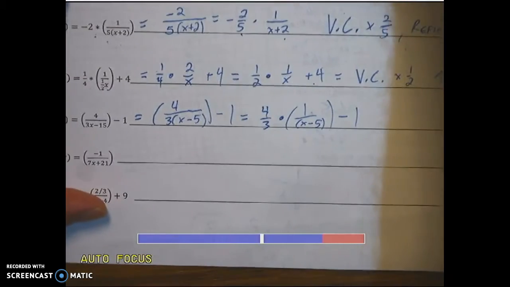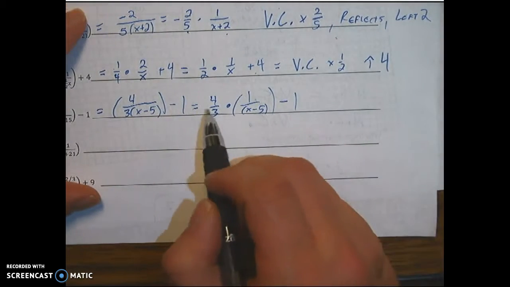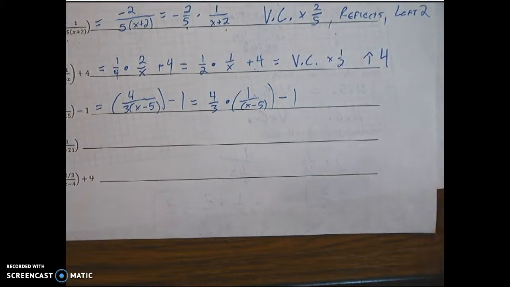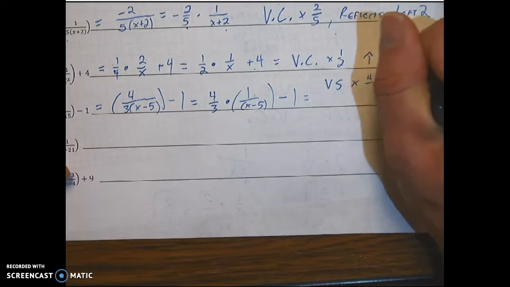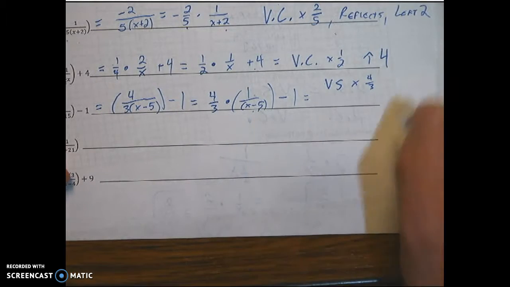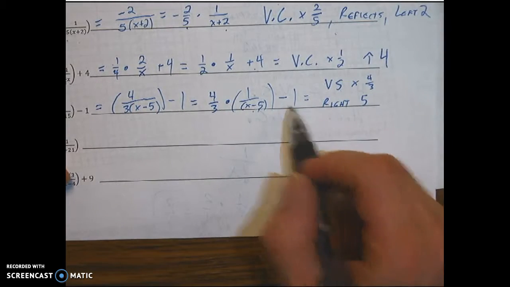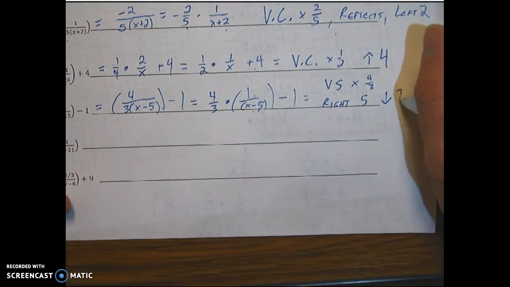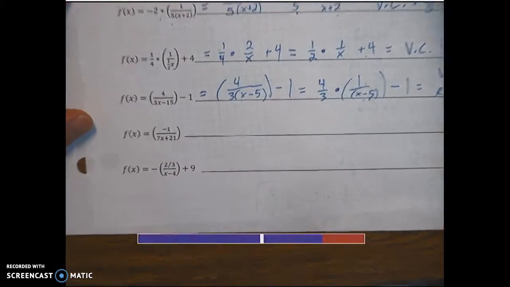All right. So what are the transformations that we have? Well, that 4/3 is now a vertical stretch because it's greater than 1. So I've got a vertical stretch of a factor of 4/3. I've got this x minus 5 down here, which means it's going to go right 5. And then I've got this minus 1, which means it's going to go down 1. All right, let's just do one more like that.